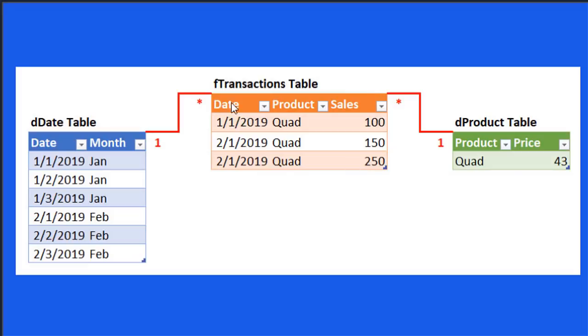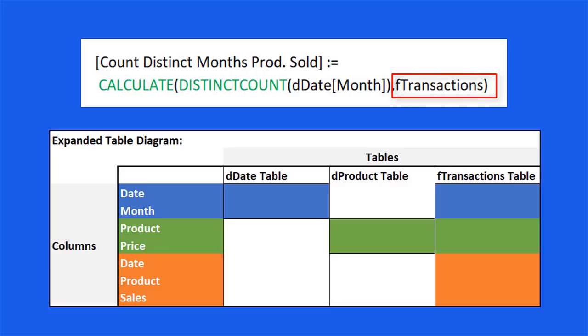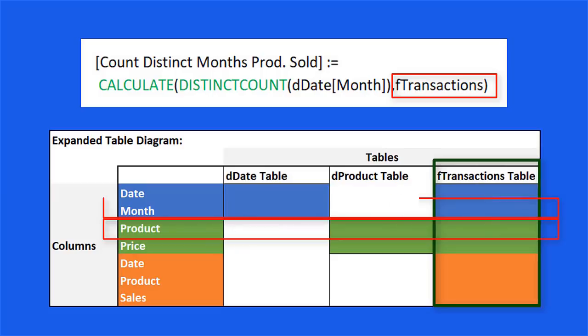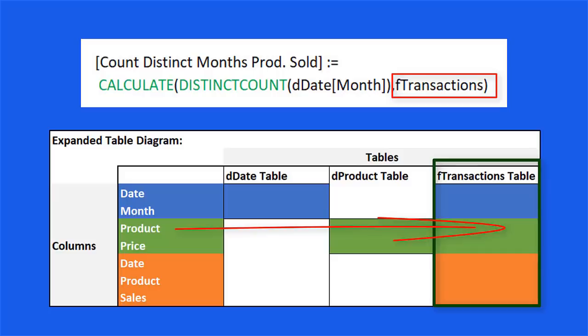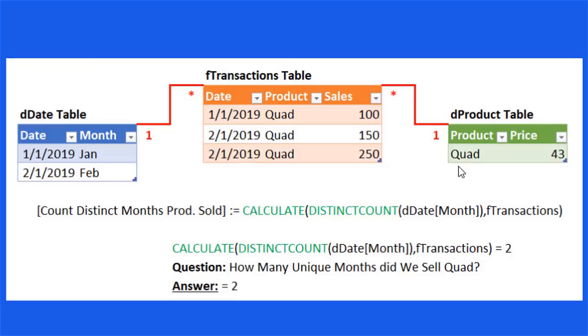Looking at the actual underlying data model, the Quad filter flows across the relationship and filters the FTransaction table. But as soon as it tries to flow this direction, it bumps into the many side. So to get it to flow across, we're going to use a table filter. Once we bring our table filter to our measure, then the full expanded table FTransaction is in play because product and month are both in that expanded table. When the product filter flows to the FTransaction table and actually filters that table, it flows backwards to the month column in the date table, which is now filtered just for that Quad product. So the product table is filtered to Quad.